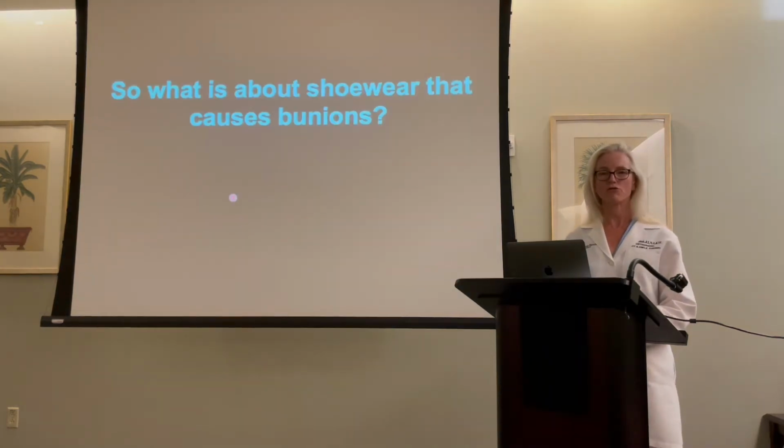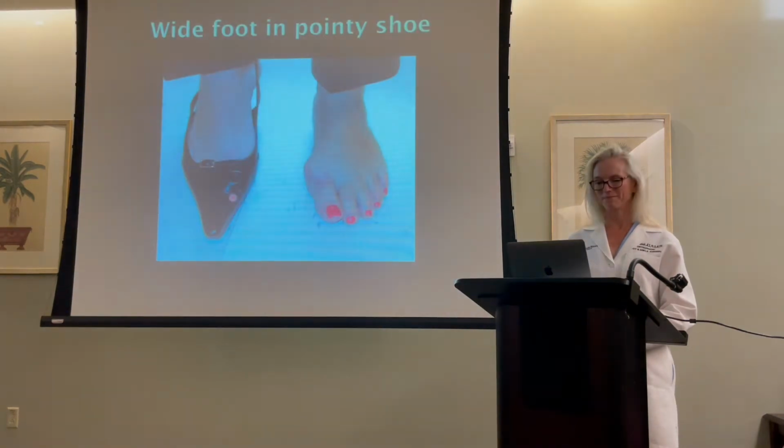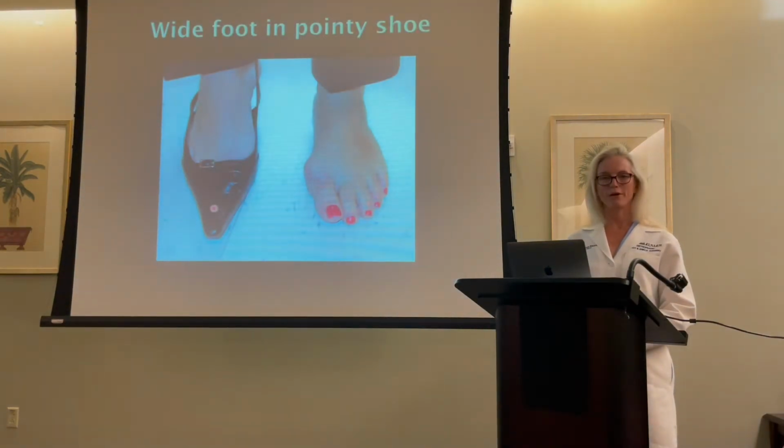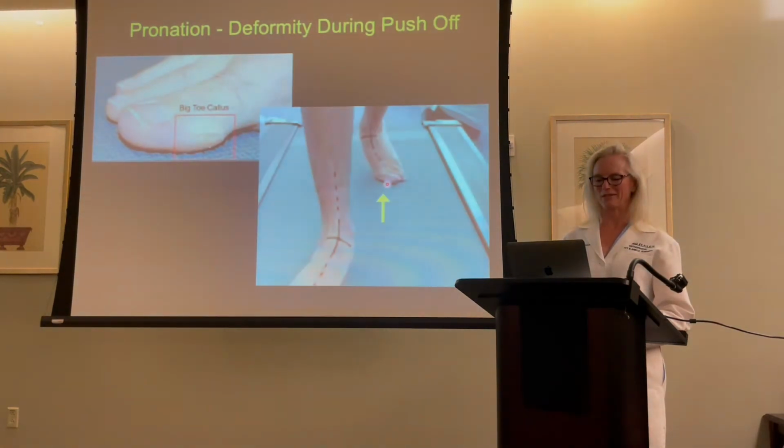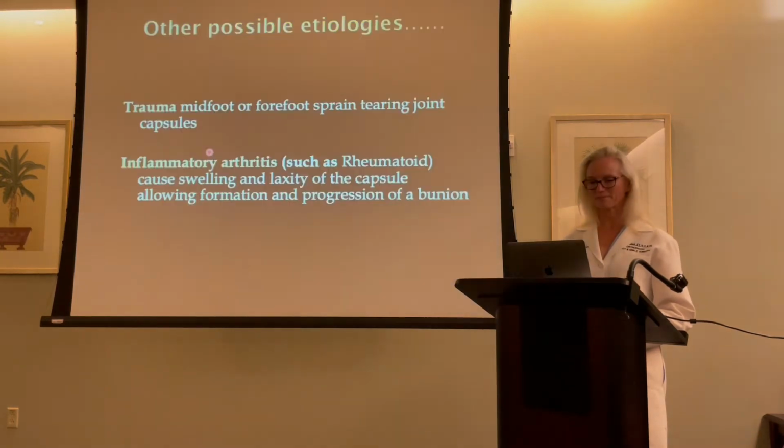So what is it about shoe wear that causes bunions? Molding. Wide foot, pointy shoe. So a pronation deformity occurs during push-off during gait. So here's a person walking on a treadmill, and as you can see, for this person, pronation means your arches roll in when you're walking, and when your arches roll in, what happens is you start to push off with the inside of your big toe. If you have this callus on your big toe, you are a pronator.